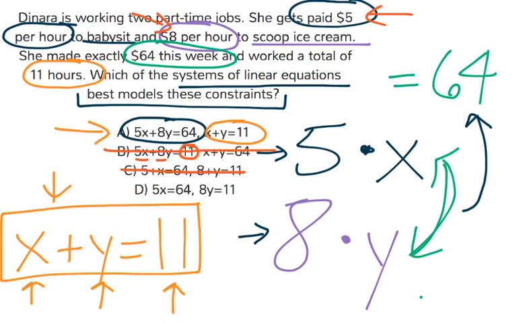Last possible option here is D, 5x equals 64, and 8y equals 11. Okay, well, 5x, 5 times x, that's the amount of money she would get paid working at the babysitting job, equals 64. Well, we know she actually worked 2 jobs. So that 64 should be part of the 5x, and part of it is the other part-time job, which is the scooping ice cream. So it doesn't include both jobs. That doesn't work. Our answer is going to be A.